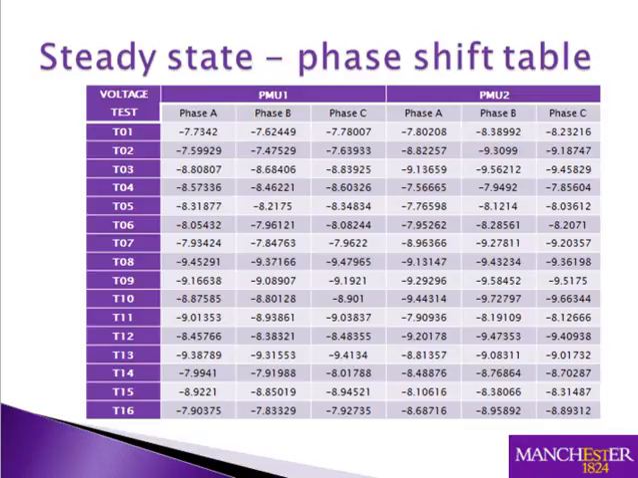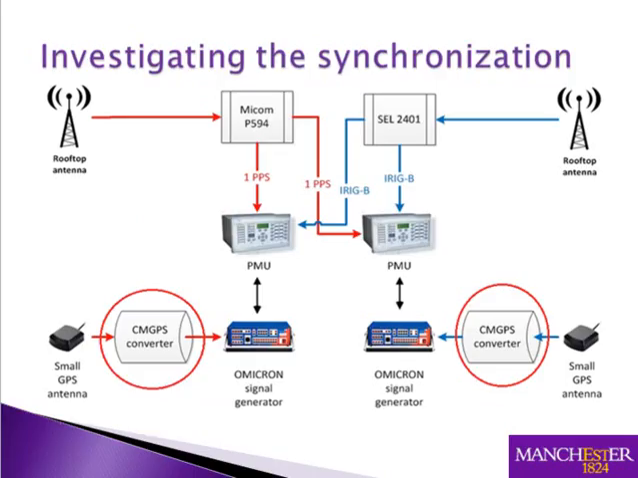So something in the synchronization system, which you can see here, wasn't doing its job. It could have been the rooftop antenna number 2. It could have been cell 2401, which was providing IRIG-B for the PMUs, or it could have been MICOM P594, which was providing the 1 PPS signal for the PMUs. It could have been the small GPS antenna here of the Omicron. It could have been the CM-GPS converter, and actually in the end it proved to be the CM-GPS converter. And on the producer's website we found out that they do not recommend using this.